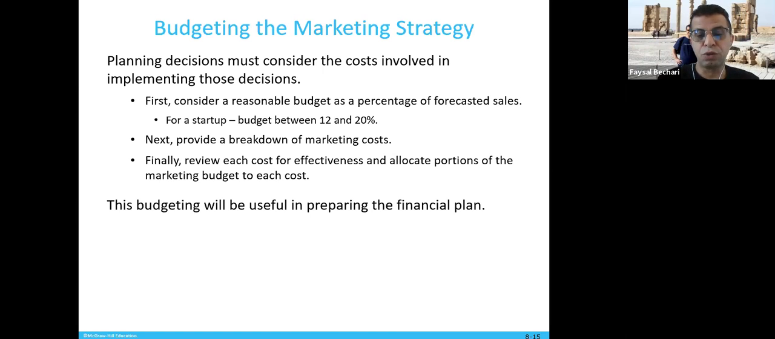This budgeting will be useful also in preparing the financial plan. So that's also part of the financial plan. Also, you need to have it.